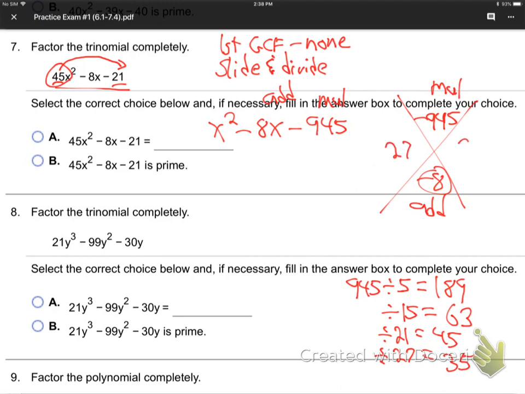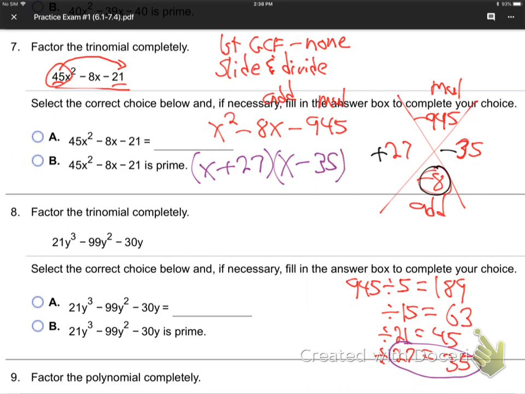So 27 and 35. Sign in the bottom goes on the bigger, right? Plus 27 minus 35 is minus 8, and they multiply to be negative 45. So there was, just got to guess around. I got kind of lucky on that last guess. So then we have x plus 27, x minus 35. That's the slide.